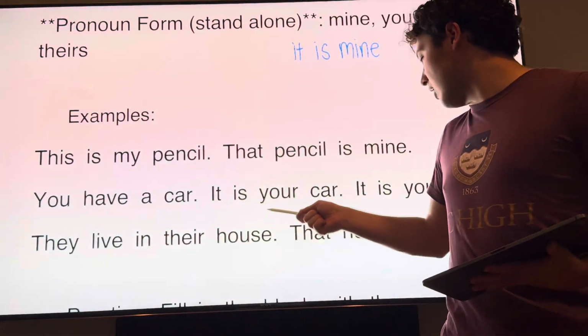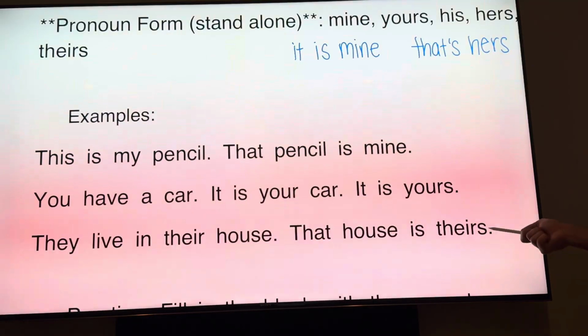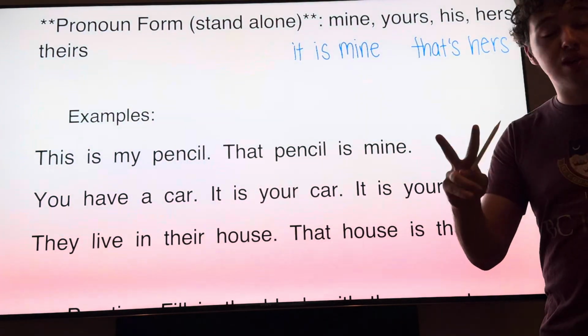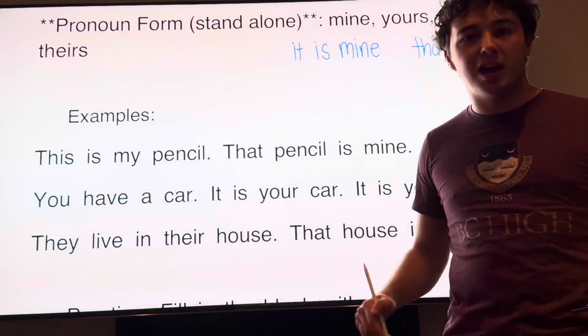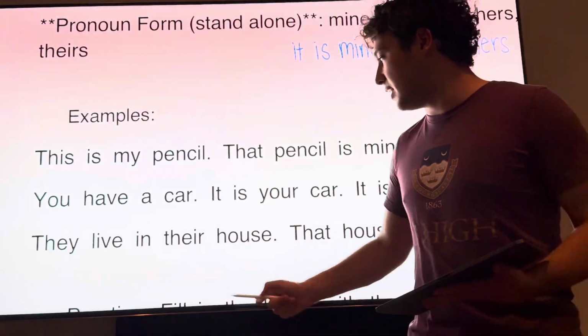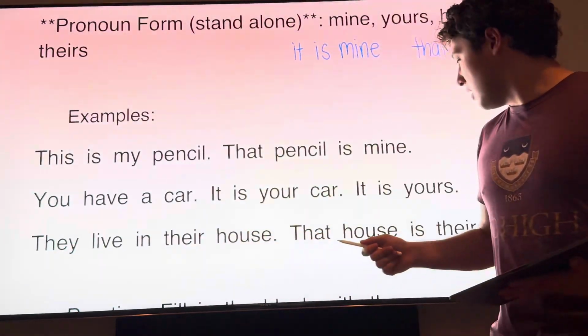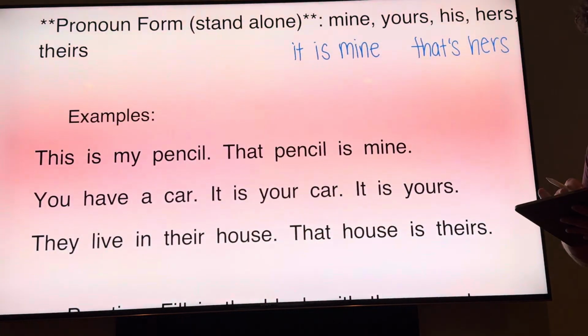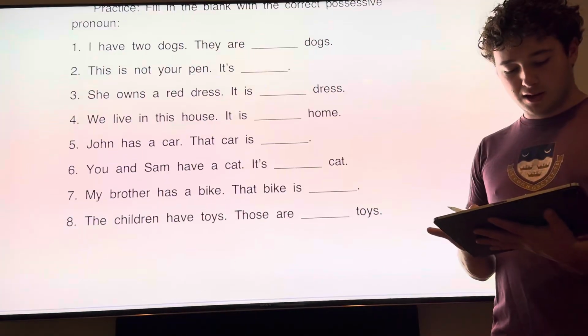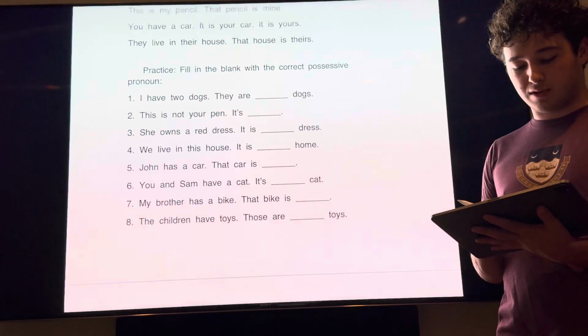Like this one. They live in their house. That house is theirs. Same thing. Means the exact same thing, just two different ways to say it. They live in their house. That house is theirs.